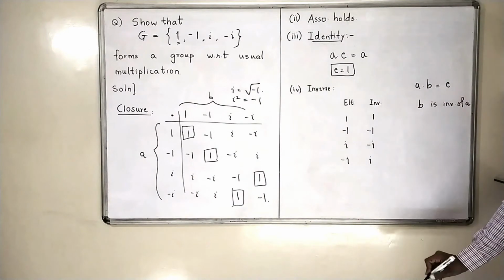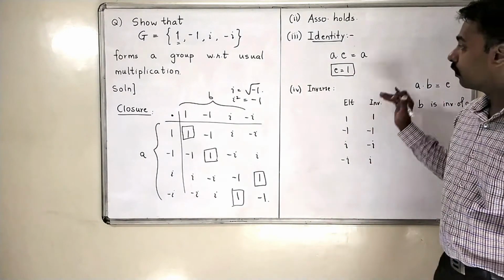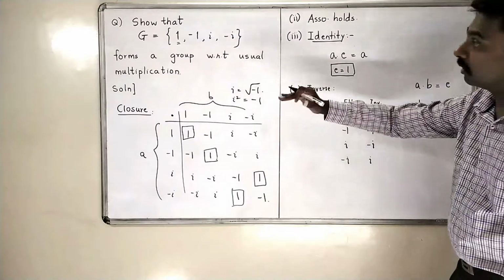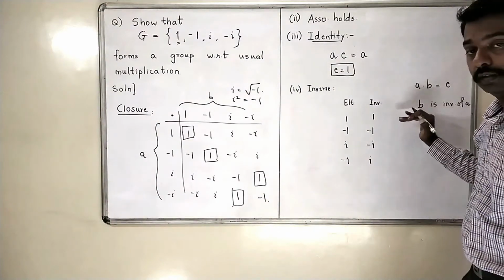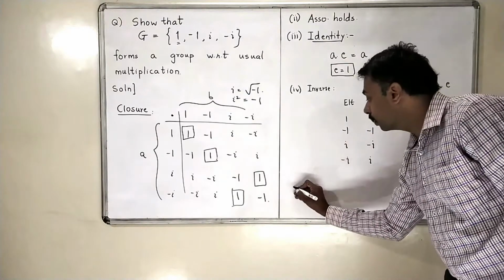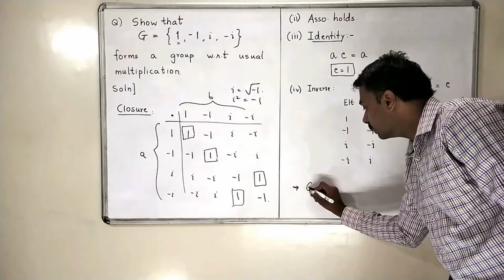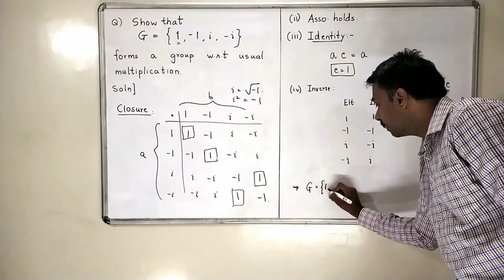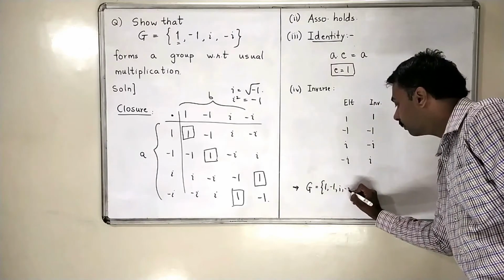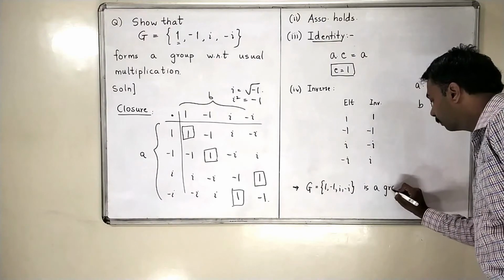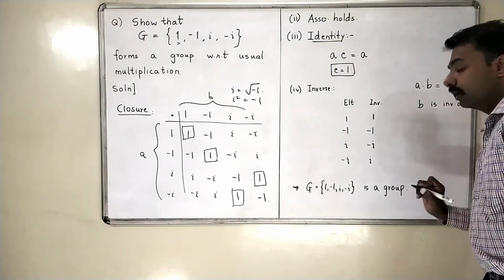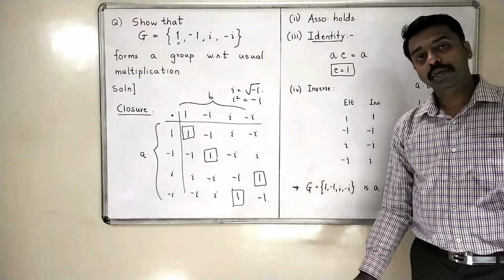So all our elements have inverses, and therefore we have verified all the four properties: closure, associativity, existence of identity and existence of inverse. So this means that G, which is 1, minus 1, i, minus i, is a group. So this finishes the fourth problem.